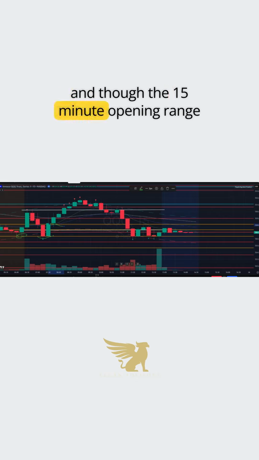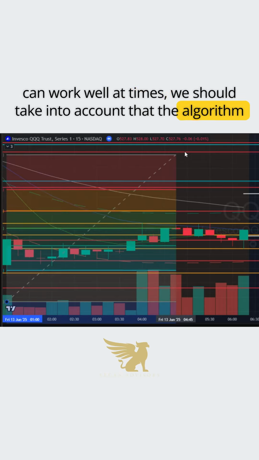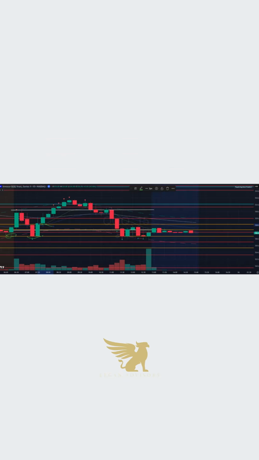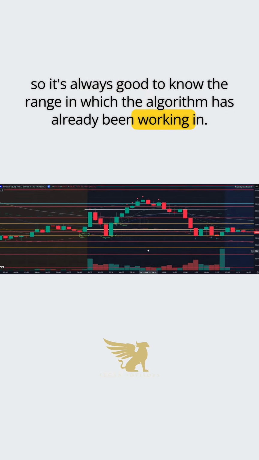And though the 15-minute opening range can work well at times, we should take into account that the algorithm has already been at work for 5.5 hours during all of pre-market. So it's always good to know the range in which the algorithm has already been working in.